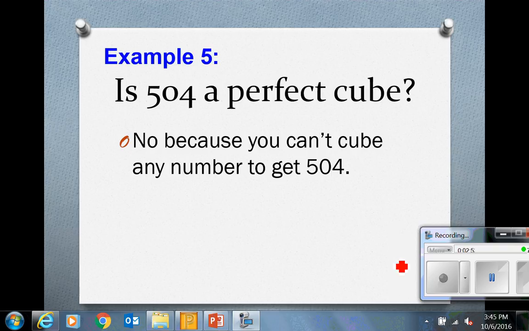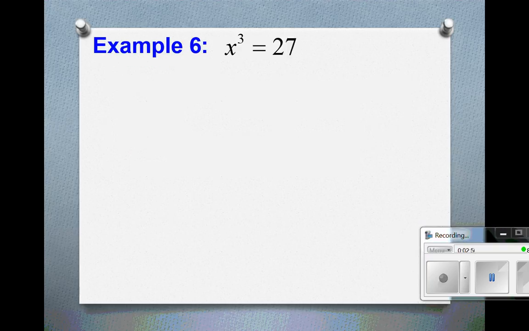Example 6. X cubed equals 27. Now we have an equation, and we have to do the opposite to both sides to solve for x.